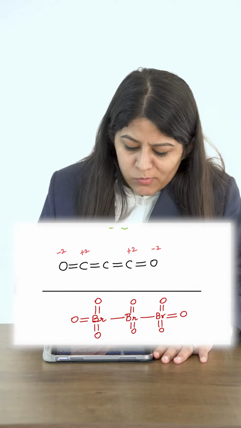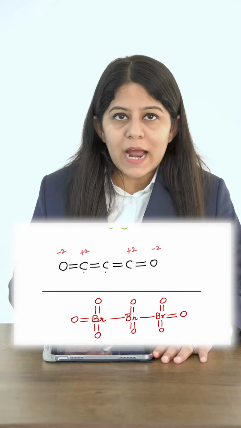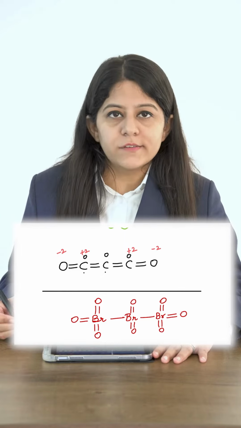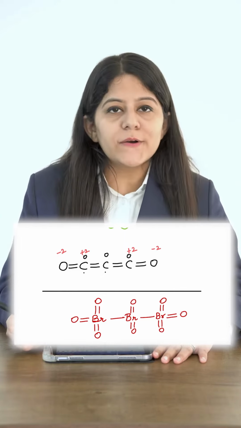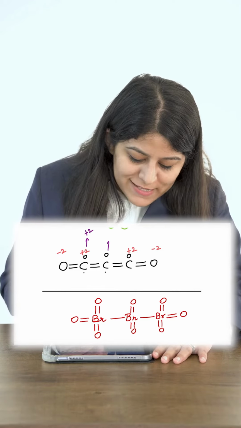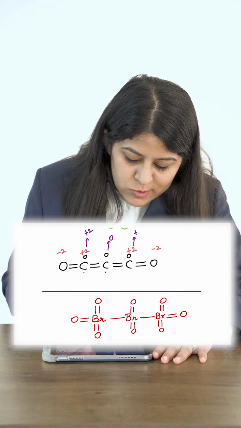Also, there's a double bond between both the carbons. Since both the atoms are the same, the contribution will be 0 in all three cases. So now you can find out the oxidation number of all three carbons. This carbon is having +2, this carbon is having overall 0, and this carbon is also having +2.